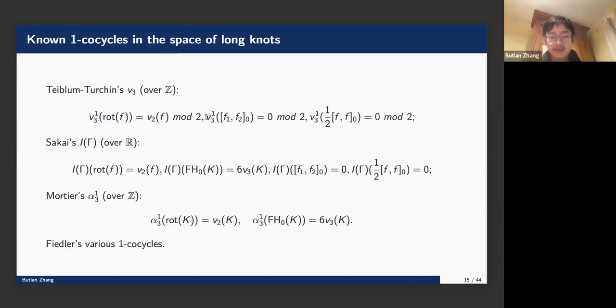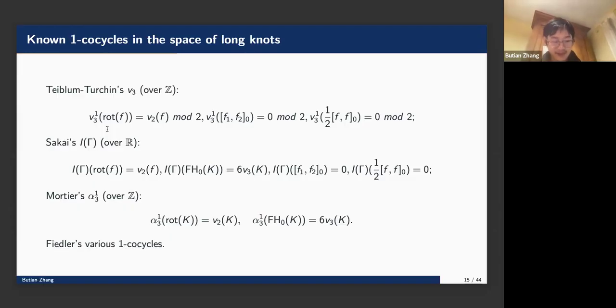As you can see from these values, these three different one cocycles seem to describe the same thing in some way. They correspond to each other. Their values are very similar, or we could even say that they are the same on these specific loops. Hence, we conjecture that, especially for alpha 31 and V31, they describe the same one cocycle.